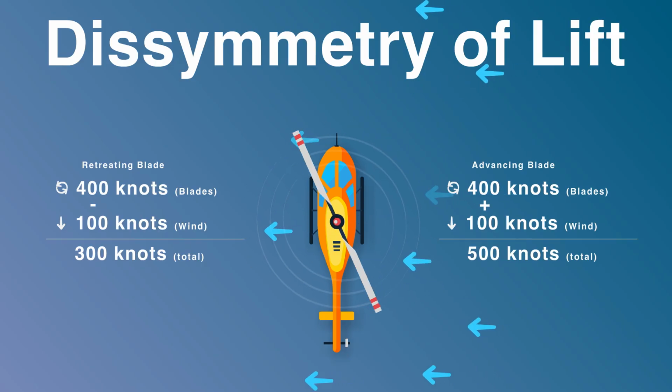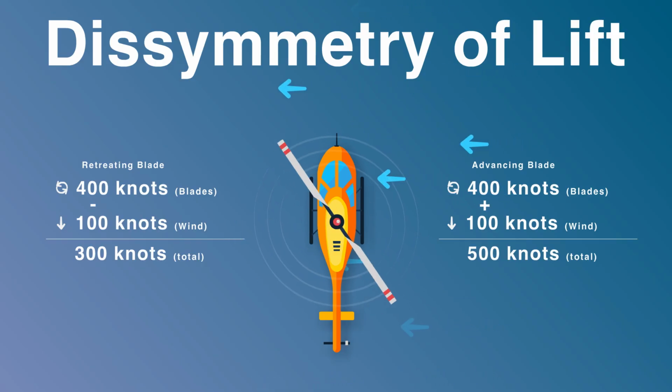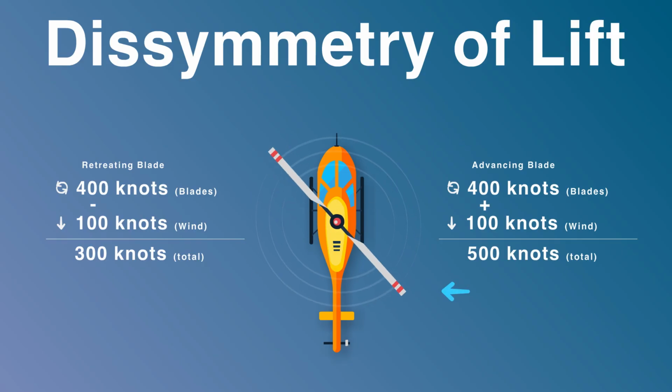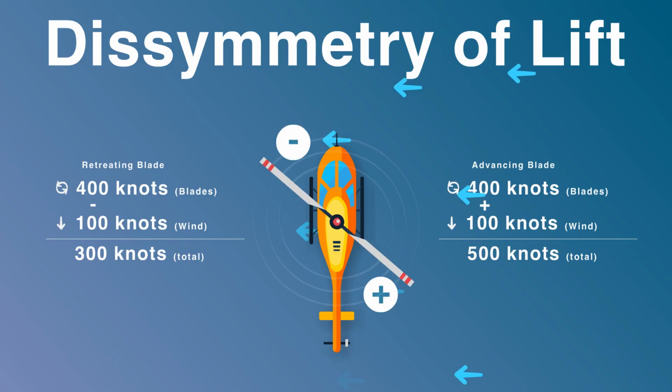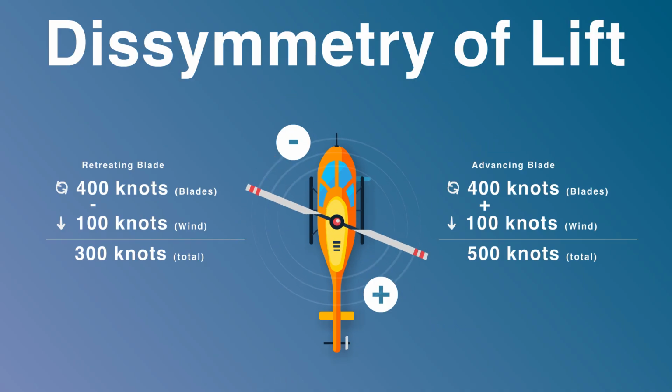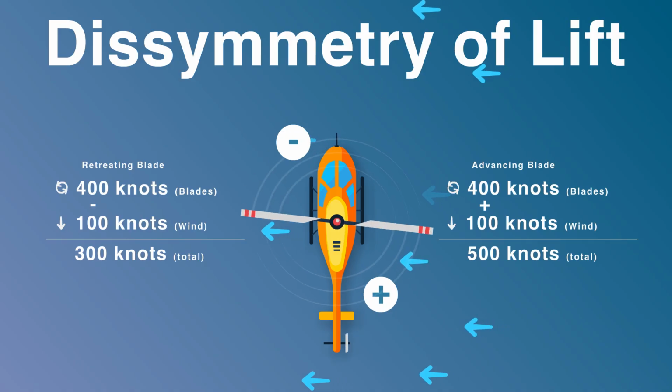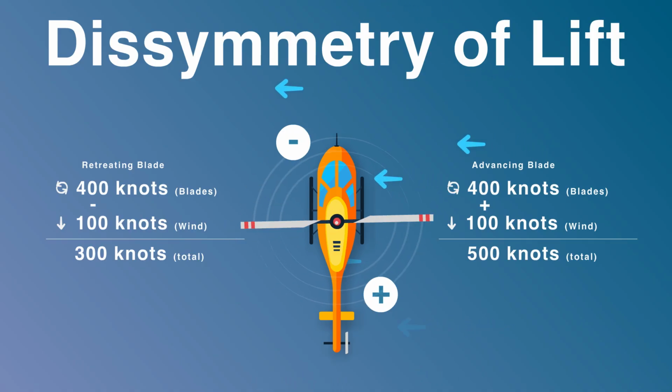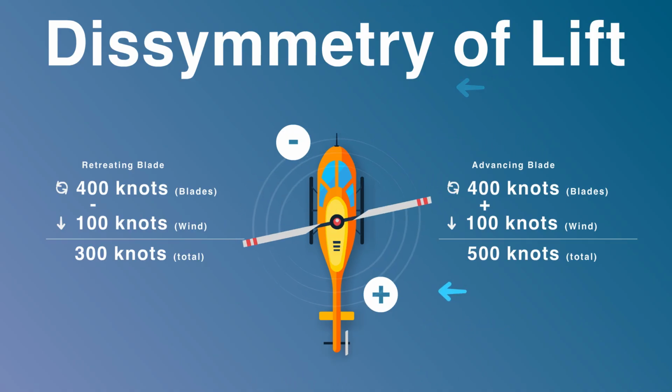If you move sideways, dissymmetry of lift follows you. If you move right, your advancing blade is now at the rear. The physics remains the same. The blade moving into the wind will always try to outlift the blade moving away from it. This is what is meant by dissymmetry of lift in helicopters.